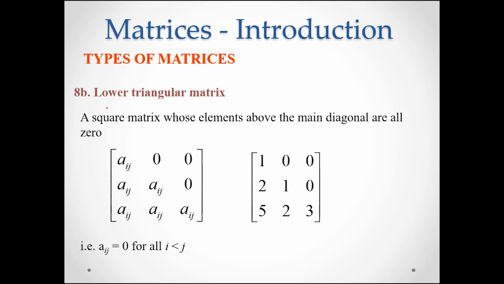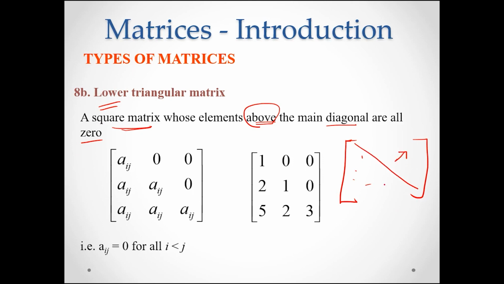Then we have the lower triangular matrix. The lower triangular matrix is a square matrix whose elements above the main diagonal are 0. So when I have this kind of matrix, first of all, it's a square one. All the entries above are going to be 0 and we are going to have entries in the lower formation, right? So this is called a lower triangular matrix, and that is what we define: aij equal to 0 for i less than j.